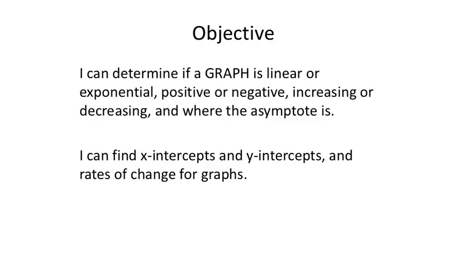I can determine if a graph is linear or exponential, positive or negative, increasing or decreasing, and where the asymptote is. But also, we should be able to find the x and y intercepts. All that stuff that I just read is just looking at the graph. Can you see it on the graph? And then the rates of change, we use a slope formula for that one.